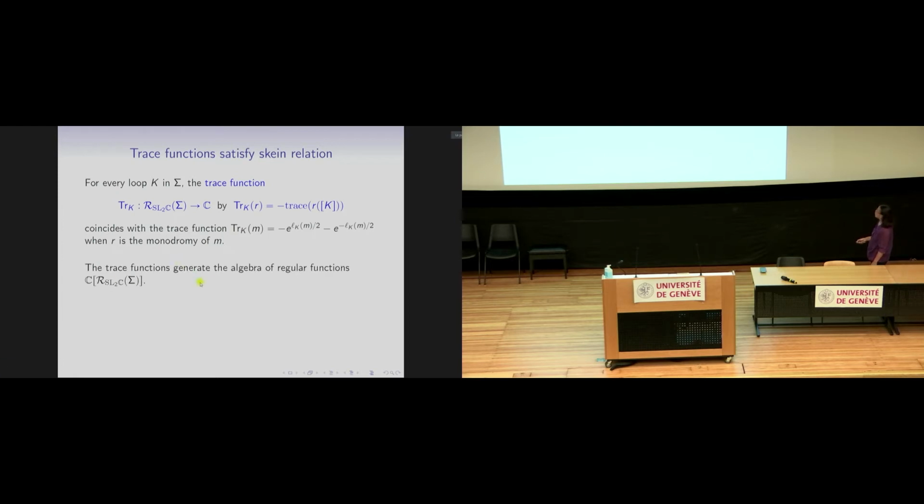These trace functions generate the algebra of regular functions over the SL2C character variety, and here's the connection with Skein algebras. The trace functions themselves satisfy something that looks very much like the Skein relation when Q is equal to -1. So you could multiply trace relations, and it satisfies a Skein relation that looks like this. And this identity comes from an identity for 2 by 2 matrices of determinant 1. If you take trace of M, trace of N, you get trace of MN, and then trace of MN inverse. So you can think of these as the 2 resolutions. And the important thing here is that these numbers in front are -1.